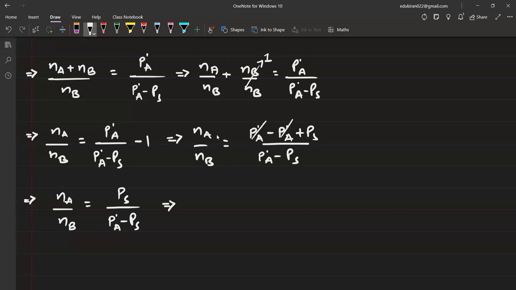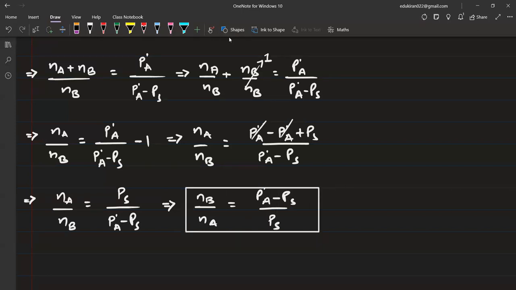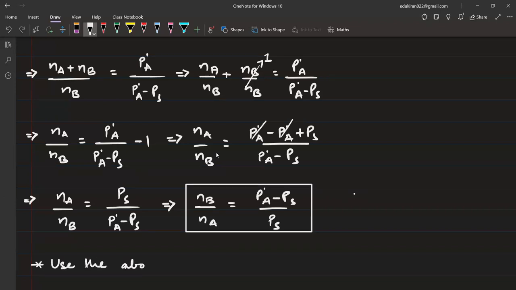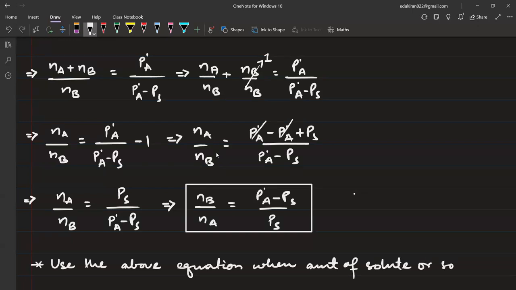Now you can further reciprocal it and write it like this, NB divided by NA is equal to P naught A minus PS divided by PS. Okay. So this is the expression that you are going to use when you are solving numericals for relative lowering of vapor pressure. This is going to make things very easy. Use the above equation when amount of solute or solvent is asked.